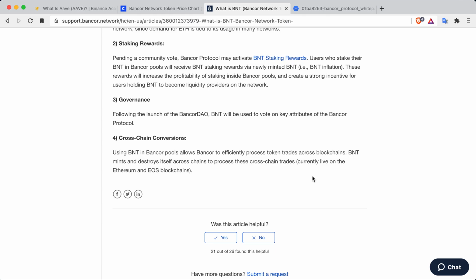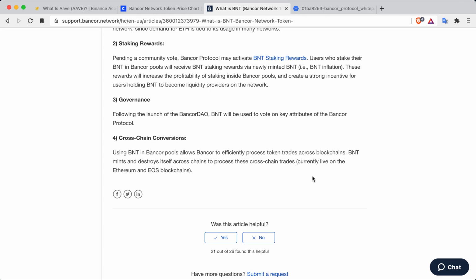Governance. Following the launch of Bancor DAO, BNT will be used to vote on key attributes of Bancor protocol. Cross-chain conversions. Using BNT and protocol pools allow Bancor to efficiently process token trades across blockchains. BNT mints and destroys itself across chains to provide these cross-chain trades. Currently live on the Ethereum and EOS blockchain.